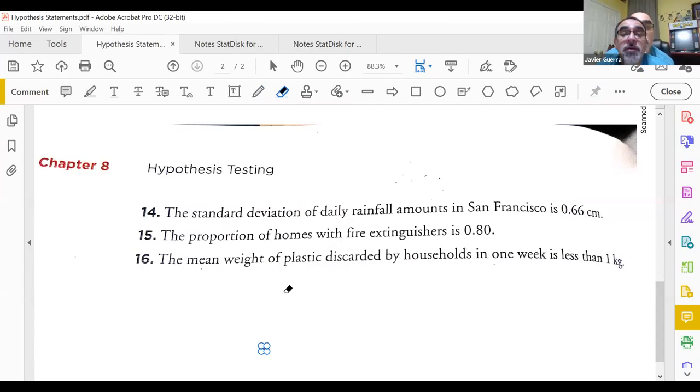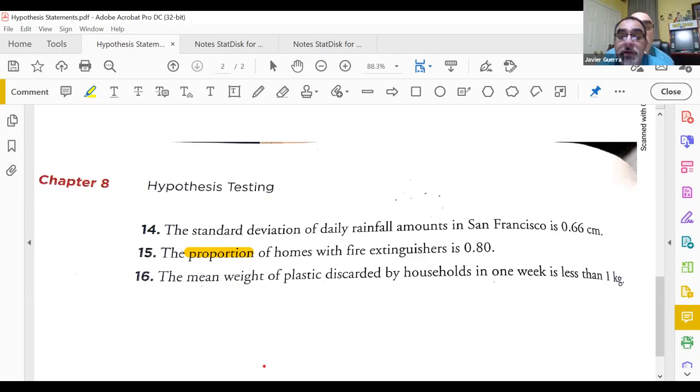The proportion of homes with fire extinguishers is 0.80. All right, so proportion, that is going to represent a P, right? So they all have P's. I'm looking for the word "is." We just said "is" was what? Is equals. So it belongs in the H0, right? Equals. I've got to find it.